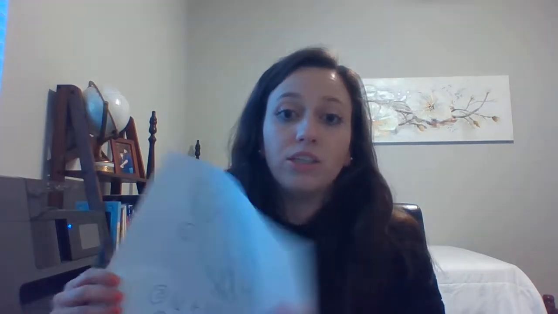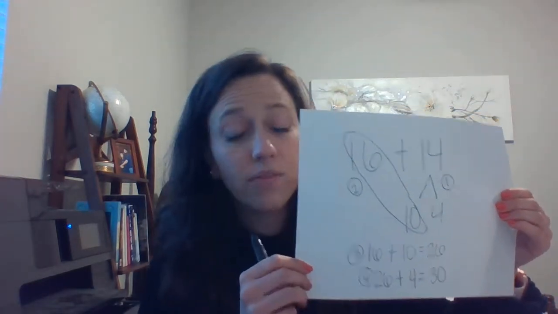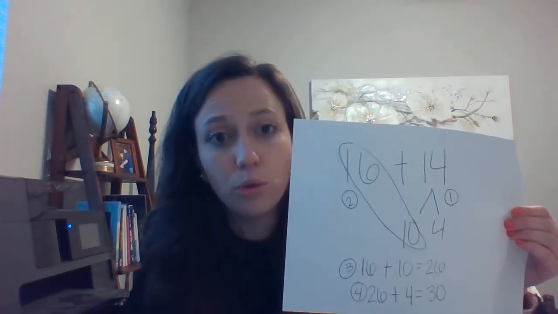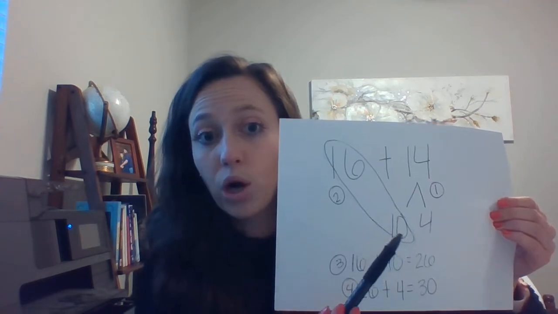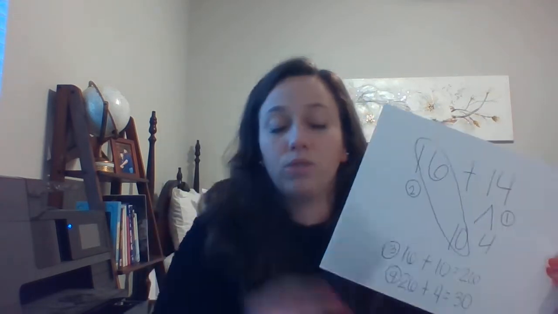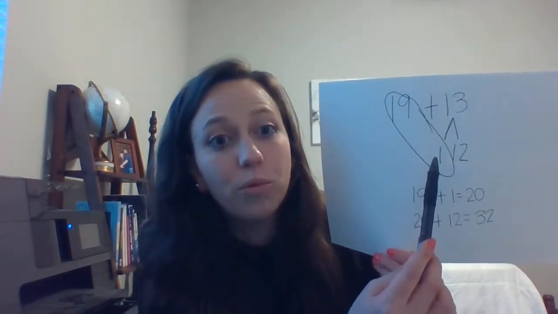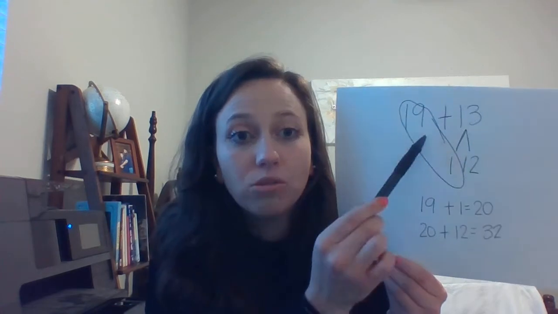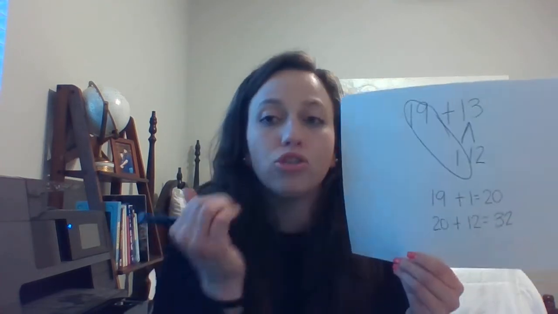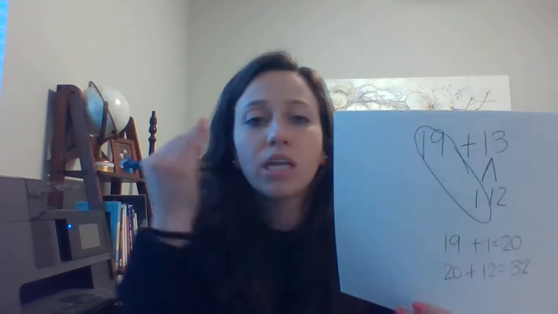There is not a right way and there is not a wrong way. If they choose to break it down into a 10 and a 4, that's fine. If they choose to break it down into a 1 and a 12 to make a new 10, that is fine too. It is totally up to your child. There is not a right way or a wrong way.